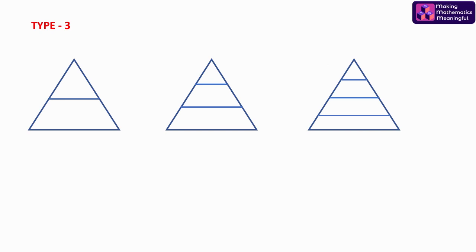Consider type 3, the very simple form. Just count the number of horizontal lines. Since there are 2 horizontal lines only, the total number of triangles would be simply 2. And in this case, we have a total of 3 horizontal lines, 1, 2 and 3. So the total number of triangles is 3, and in this case 1, 2, 3 and 4 horizontal lines, so the total number of triangles is 4.